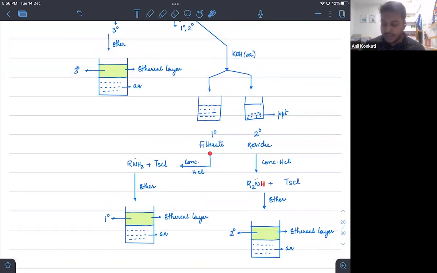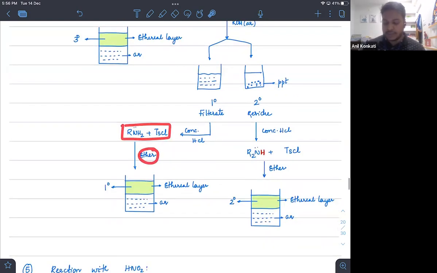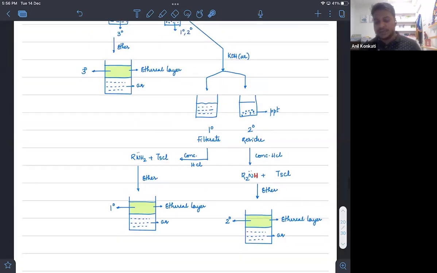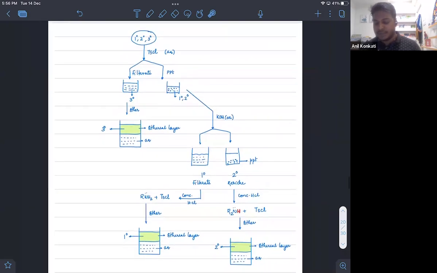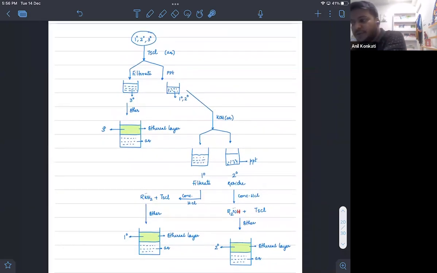And in this 1 degree filtrate which we have, I treated with concentrated HCl. So again, I got a precipitate form and added it to ether. So again, the primary amine will come to the ethereal layer. Okay. So this is a method for separation as well. Please let me know if you have any problem here, everybody.